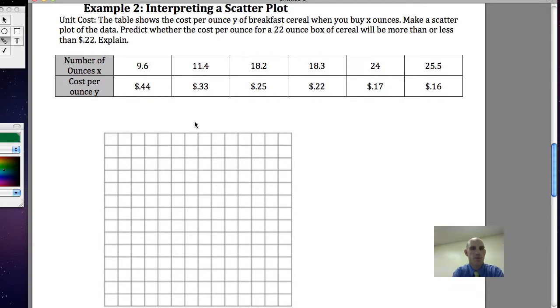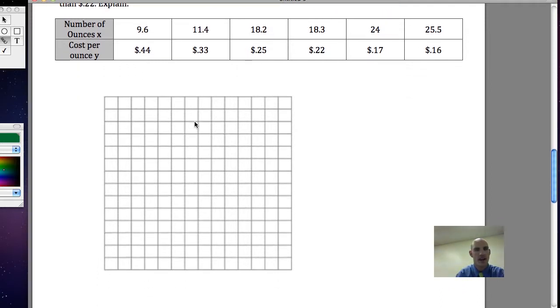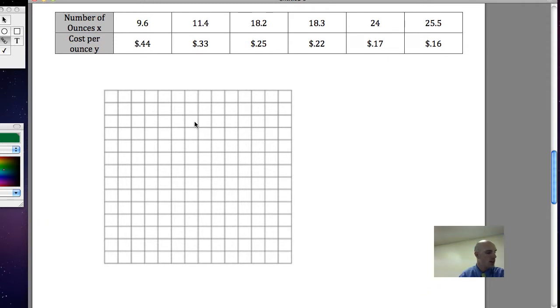Unit cost. The table shows the cost per ounce Y of breakfast cereal when you buy X number of ounces. Make a scatter plot of the data, and we're going to predict what the cost per ounce for a 22-ounce box of cereal is going to be. So let's go ahead and label these axes. Here's going to be the number of ounces, and over here is going to be cost, and I need to label them.